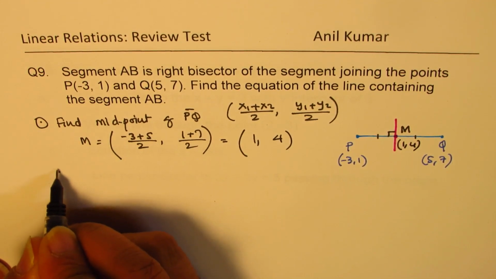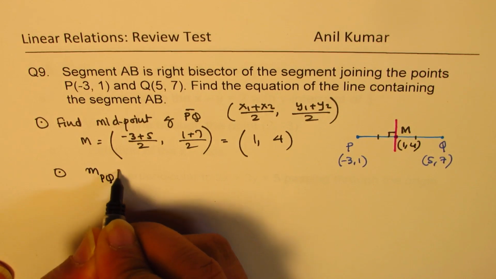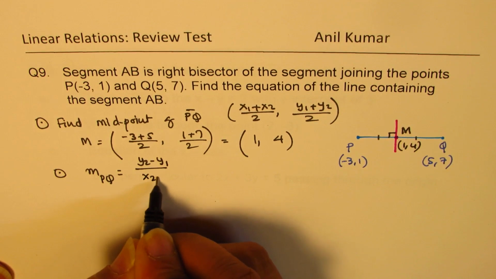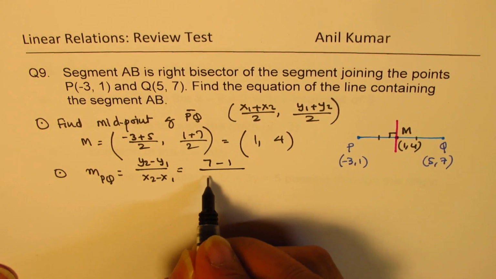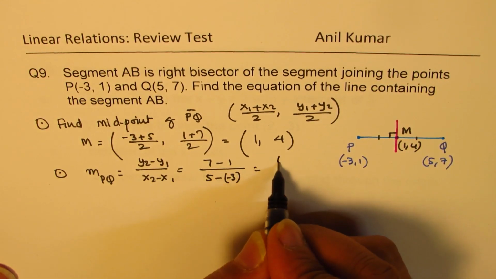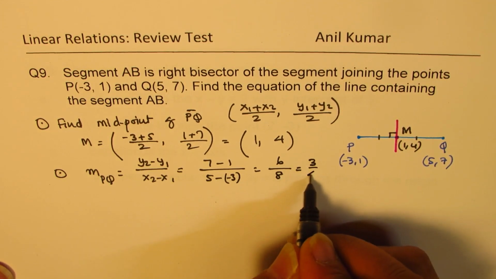The second step is you need to find the slope of PQ. Use the formula y2 minus y1 over x2 minus x1. So we get 7 minus 1 divided by 5 minus minus 3, or 7 minus 1 is 6, and that is 8. So we get a slope of 3 over 4. Correct?